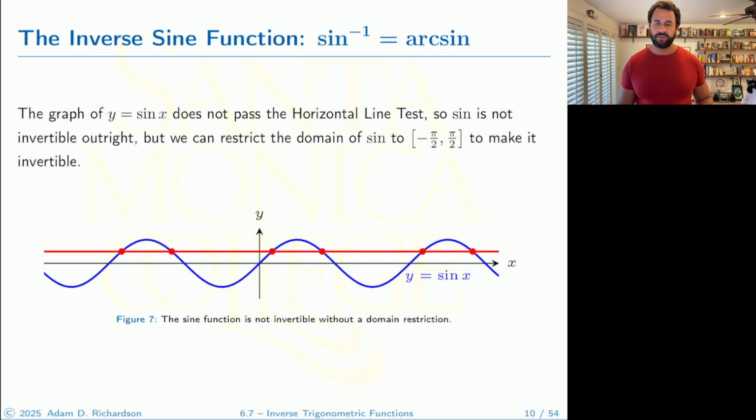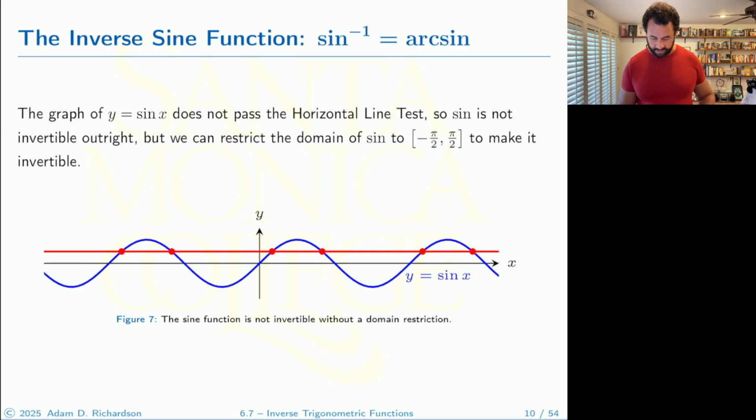Maybe I'll make this additional note. Technically, the choice of restriction to negative pi over 2 to pi over 2 is arbitrary, meaning we could have chosen a different interval, but by convention, we choose this interval. This is just the most natural restriction. Technically, we could restrict it to any number of intervals as long as we preserve that one-to-one property.